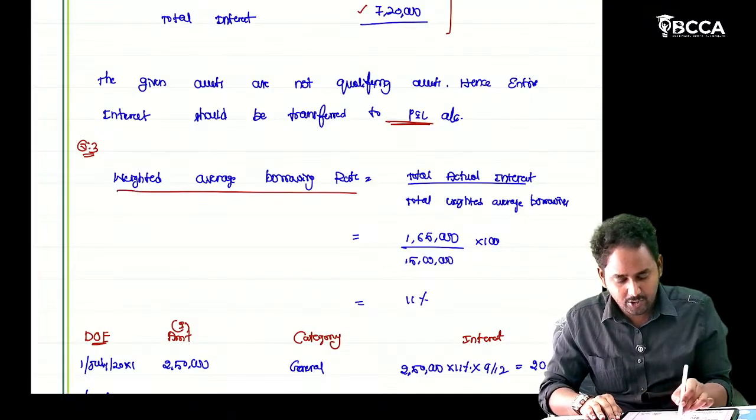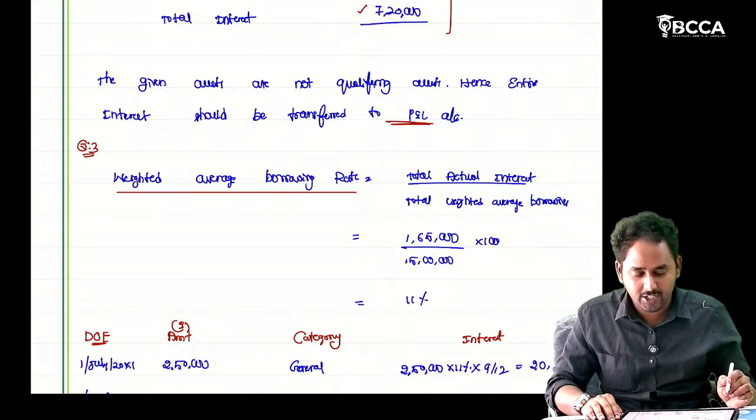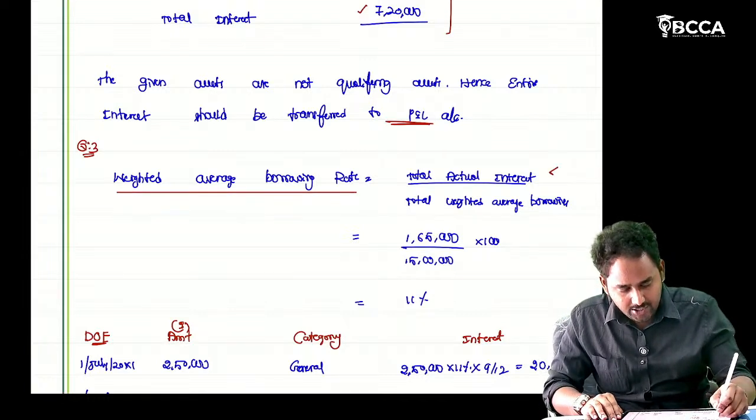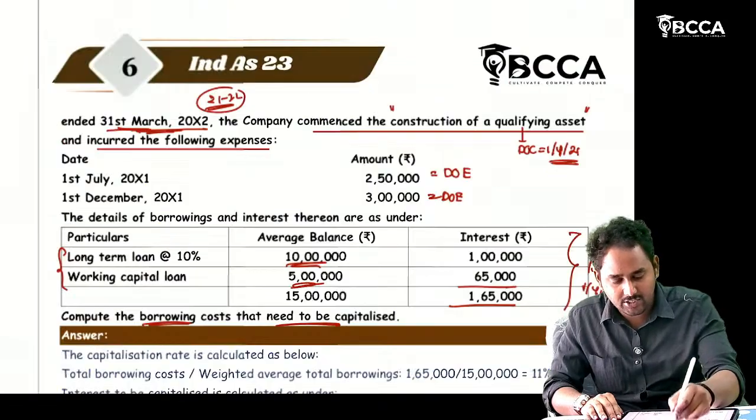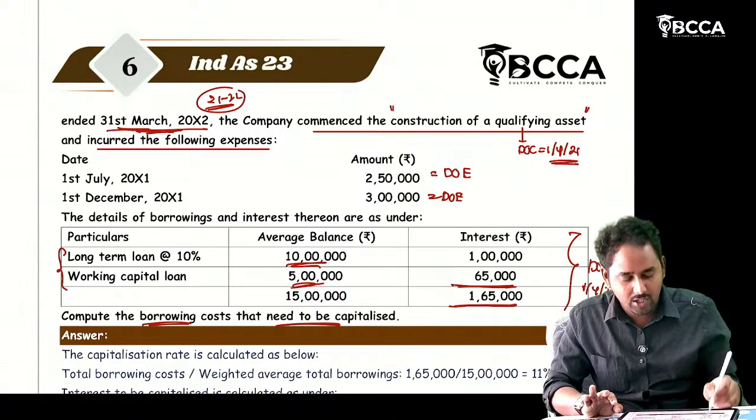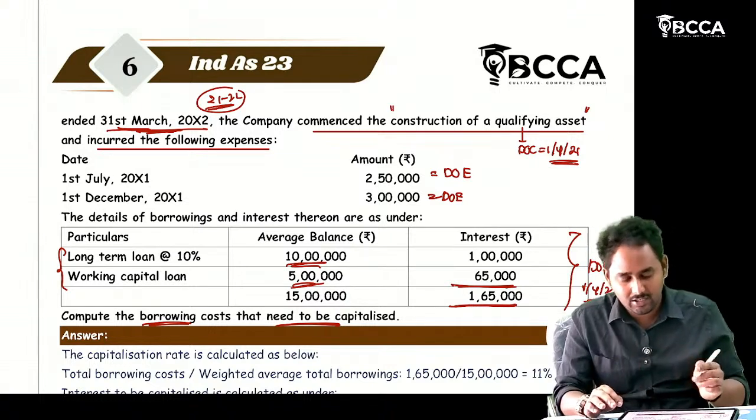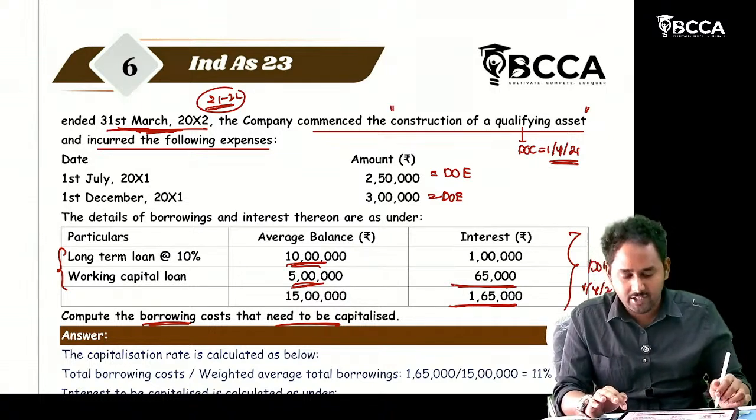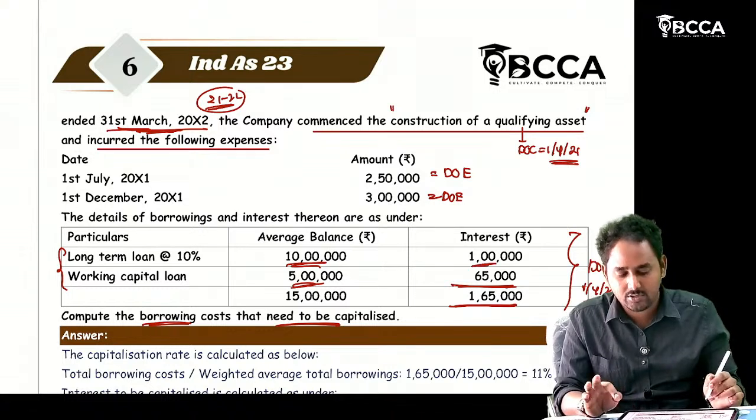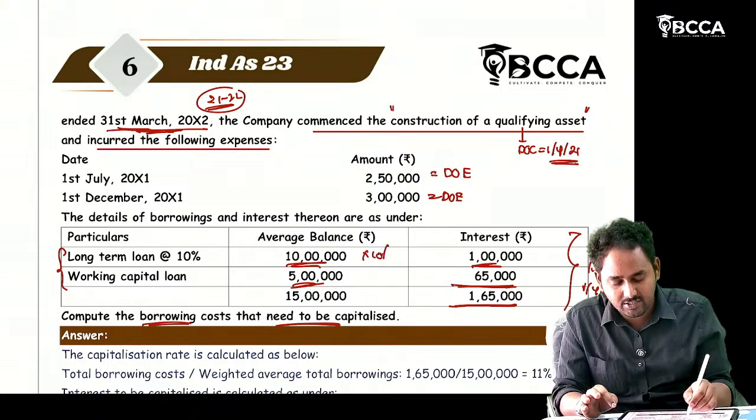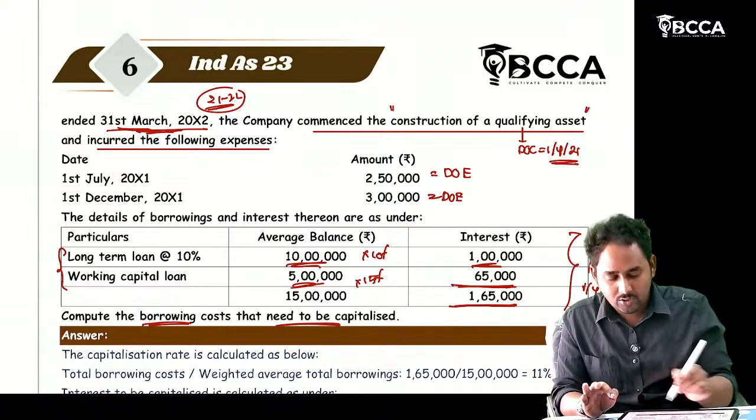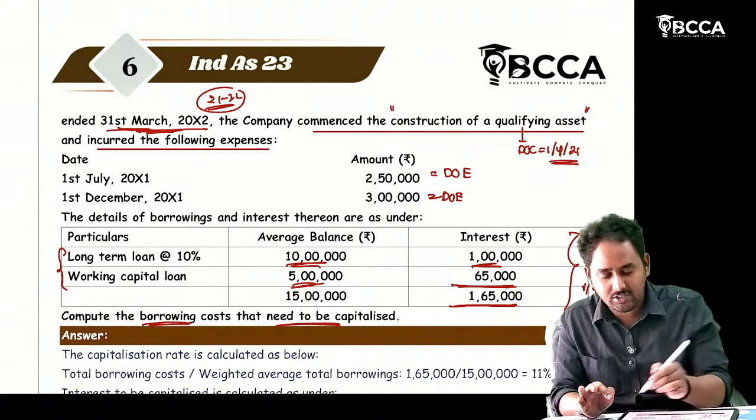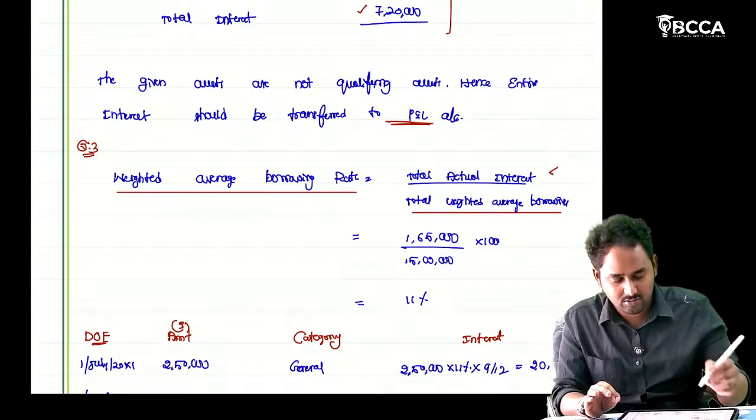Weighted average borrowing cost, or weighted average borrowing rate, equals total actual interest divided by total weighted average borrowings. What is the total actual interest? It has been given in the question as 1,65,000. Take it directly. If it has not been given directly, you should calculate the interest portion. For example, if they say 10% interest, or we have paid 15% interest on this. Here they have given it directly, so I have taken the 1,65,000.